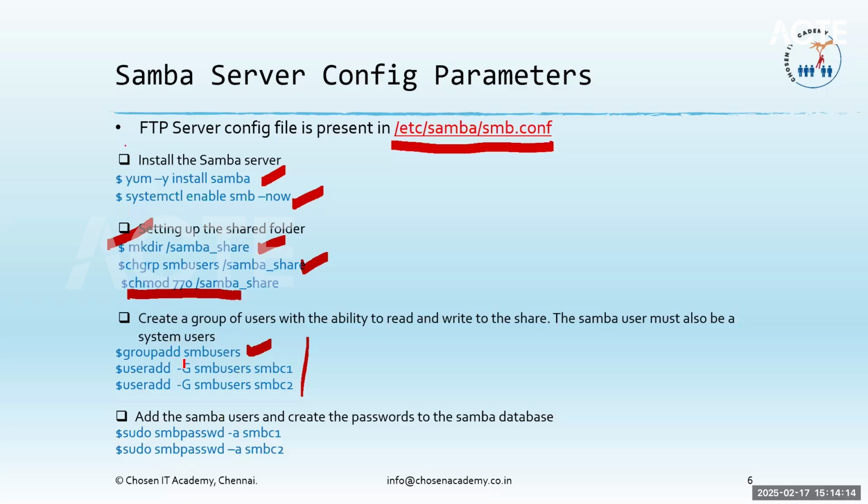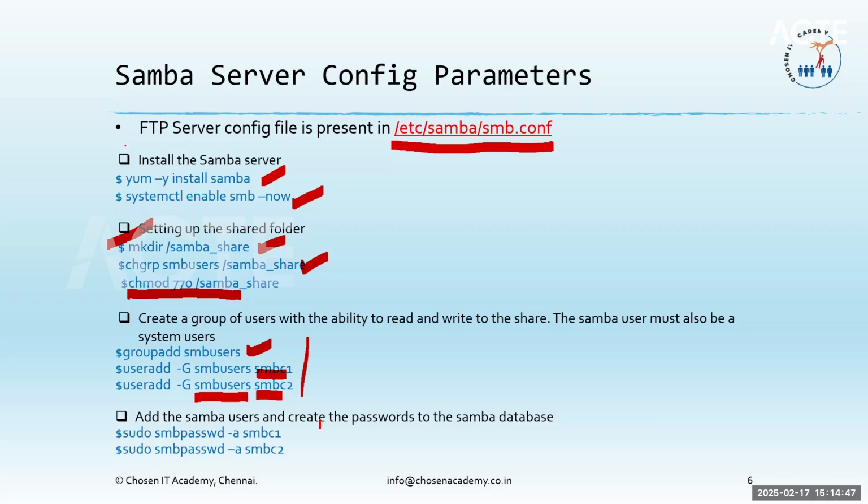So this, the third step, is what I've already told. We need to create a group called SMB users group, and we can create two user accounts using this useradd command. useradd -G will assign the newly created users to the group. The newly created users are SMBC1 and SMBC2. These two accounts will get assigned to this group, the SMB users group, which I've just created. So this is the third step that we have done.